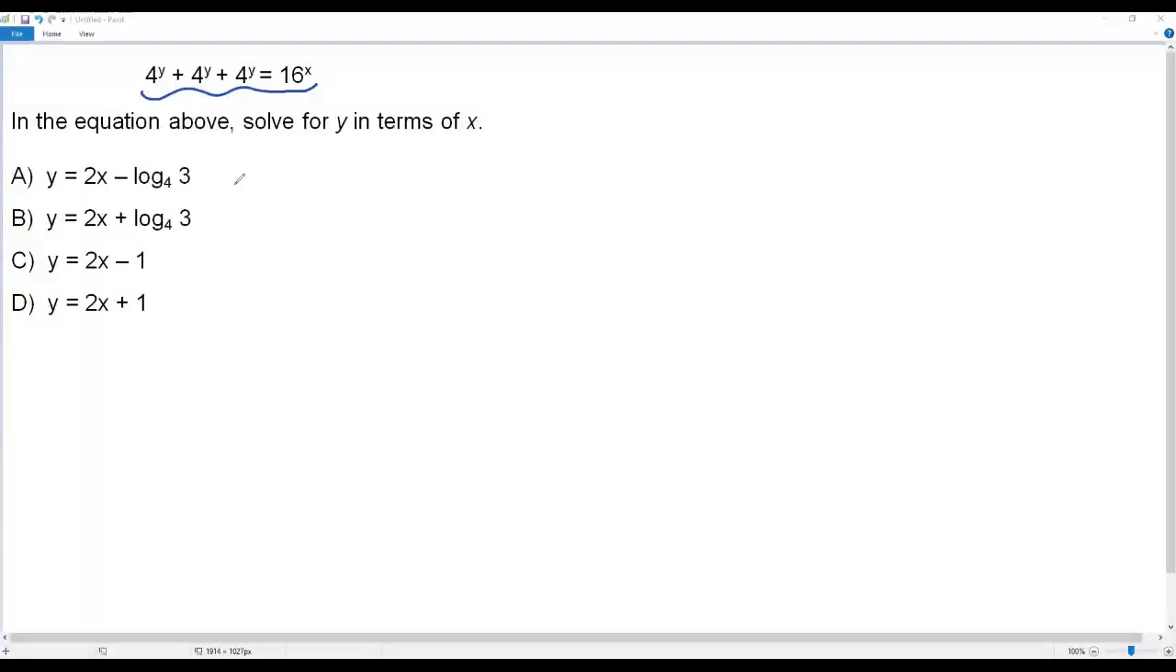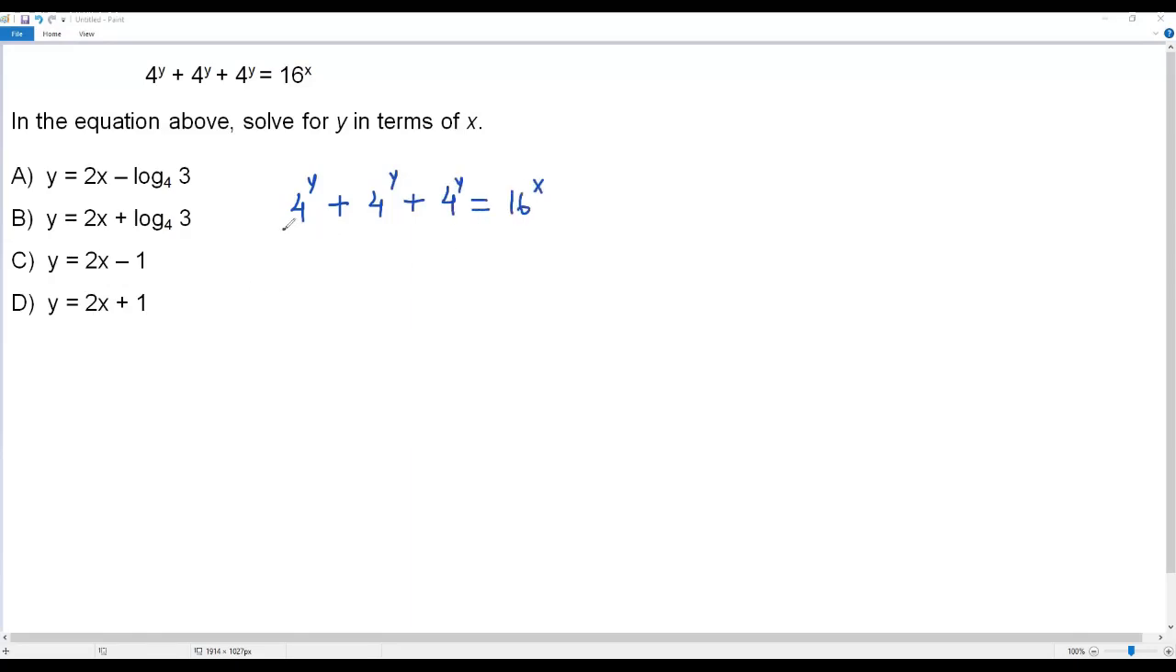Here we have an exponential equation. In this exponential equation, I have to solve for y in terms of x. Okay, let me write the given exponential equation as it is. That is 4 to the yth power, plus 4 to the yth power, plus 4 to the yth power equals 16 to the xth power.